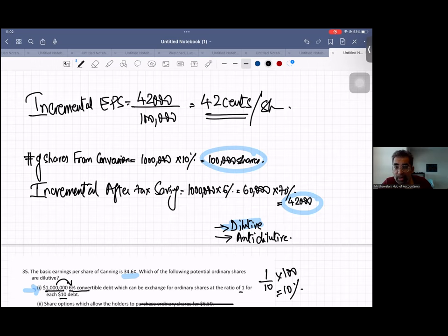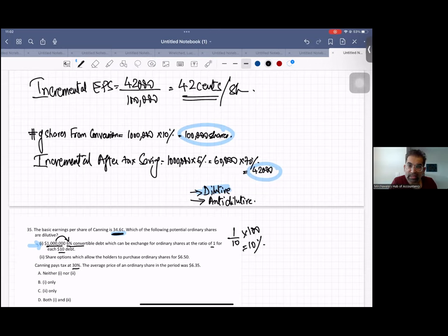Now use your brain. What is the existing EPS? Basic EPS is 34.6 and the incremental EPS of the convertible loan note is 42 cents. That means the convertible loan note is a rich guy, and there's no need to include this rich guy. This is anti-dilutive. This is pure anti-dilutive.